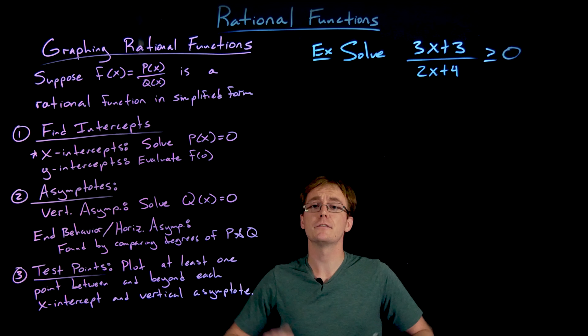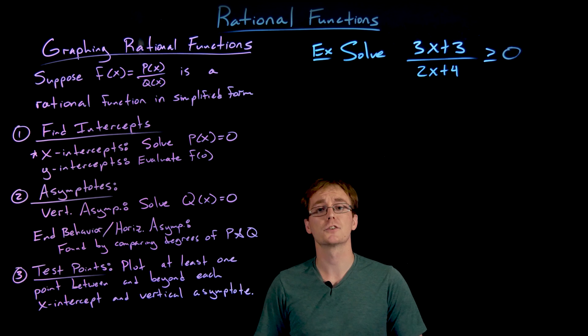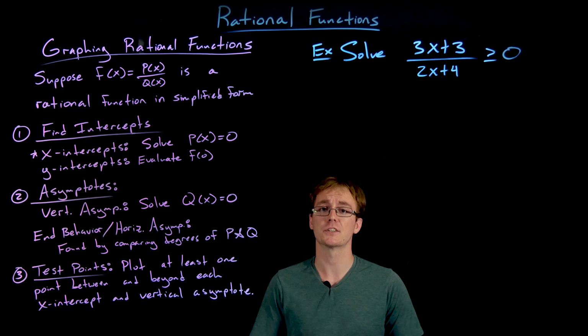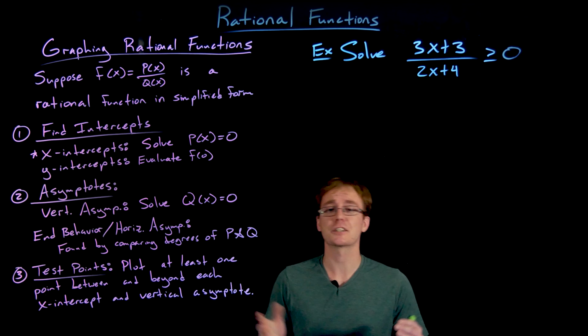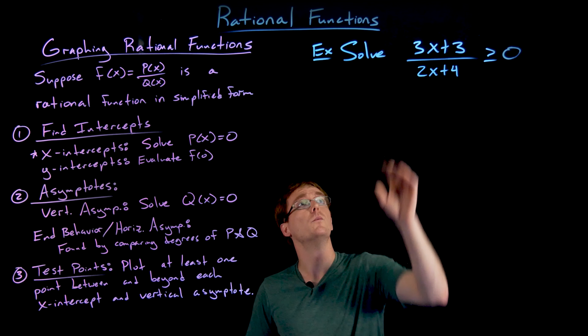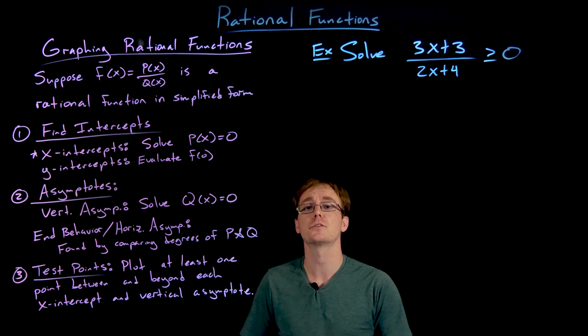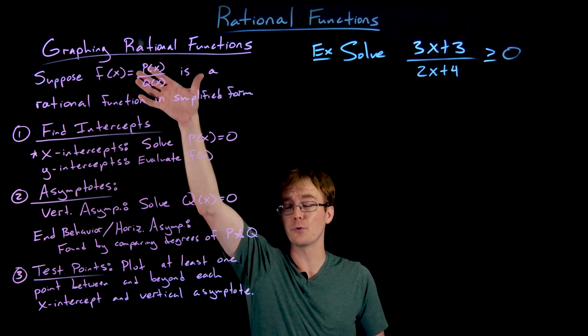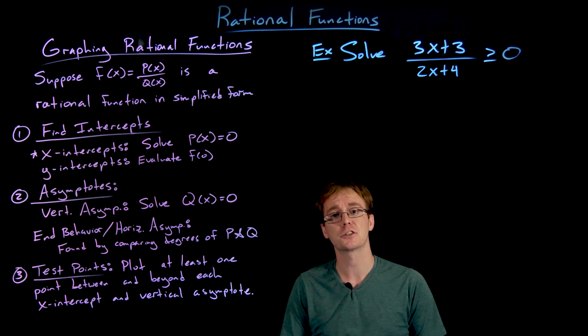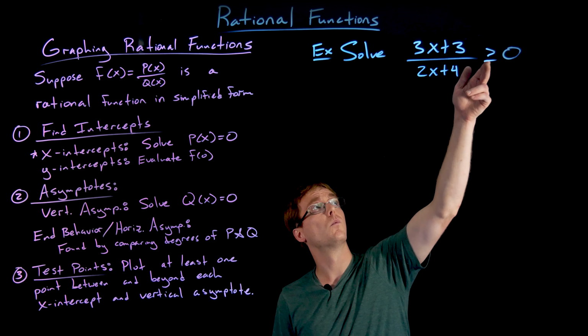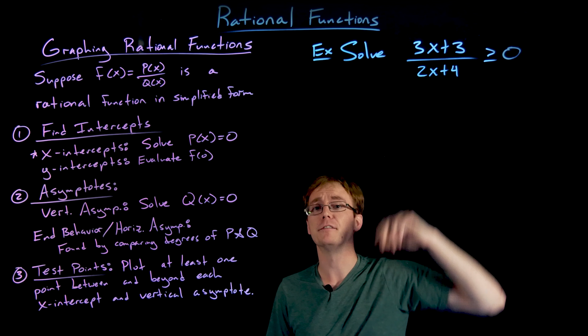And so this is going to be very, very similar to the process we used for solving our polynomial inequalities that we discussed in an earlier section. And it's actually basically the same conversation, right? We could think of this as our rational function f of x is equal to 3x plus 3 over 2x plus 4. Go through the whole process of graphing our rational function and then just figuring out when is our graph on or above the x-axis.